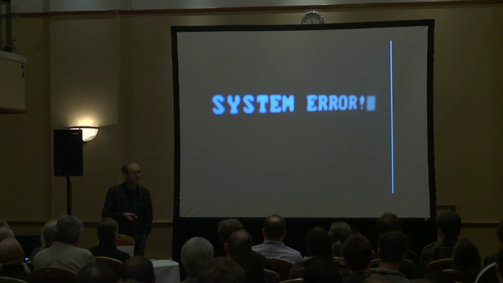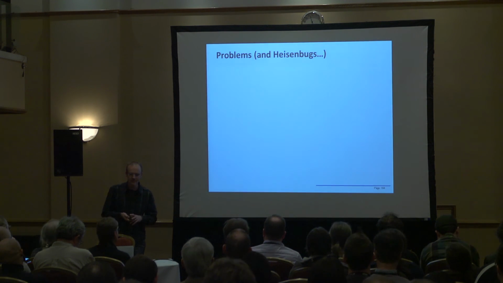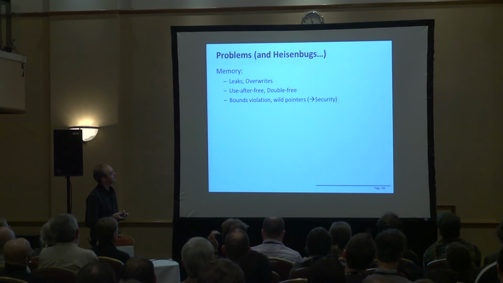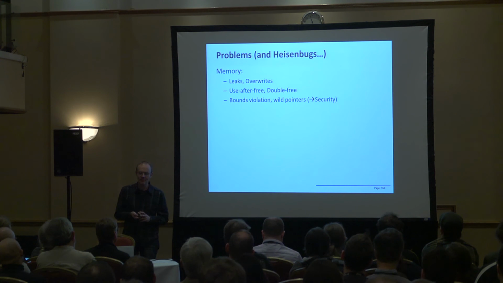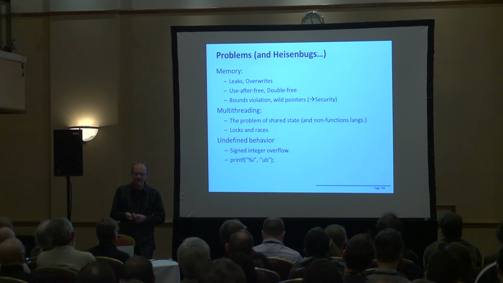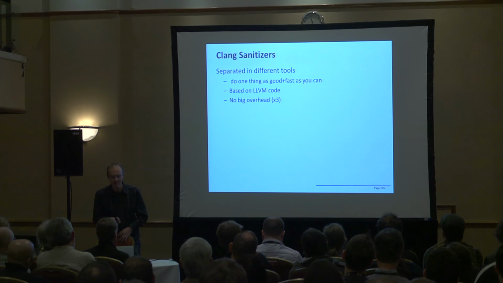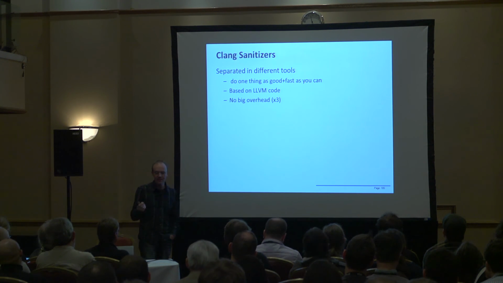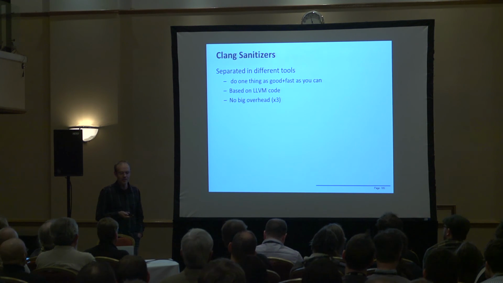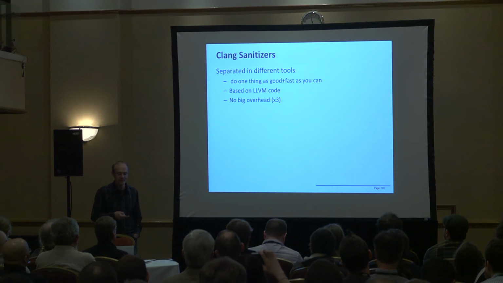The other kind of testing is dynamic analysis. There are these kinds of problems which sometimes occur: memory leaks, overrides, use after free, and there's a whole tool for this. These are the Clang sanitizers. They are separated into different tools. So the approach is do one thing, do it as best as you can and as fast as you can, and it's based on the LLVM code, and the overhead compared, for example, with Valgrind is really not that big.